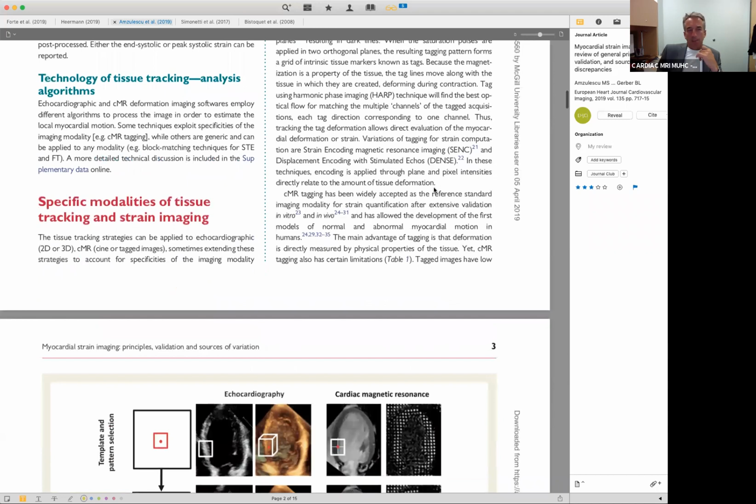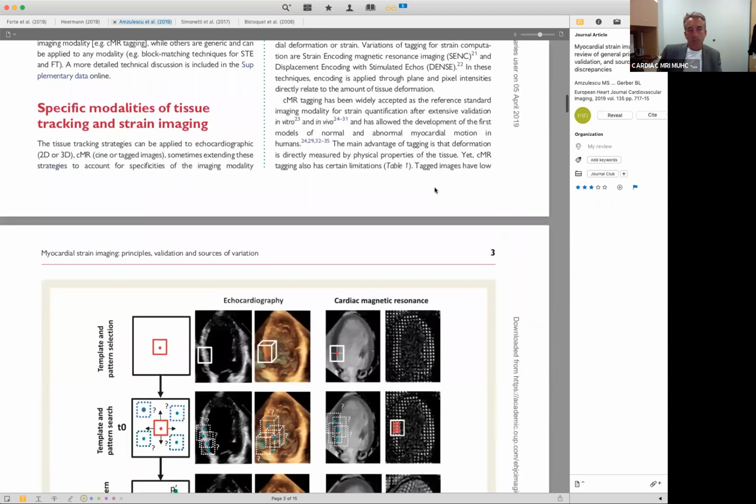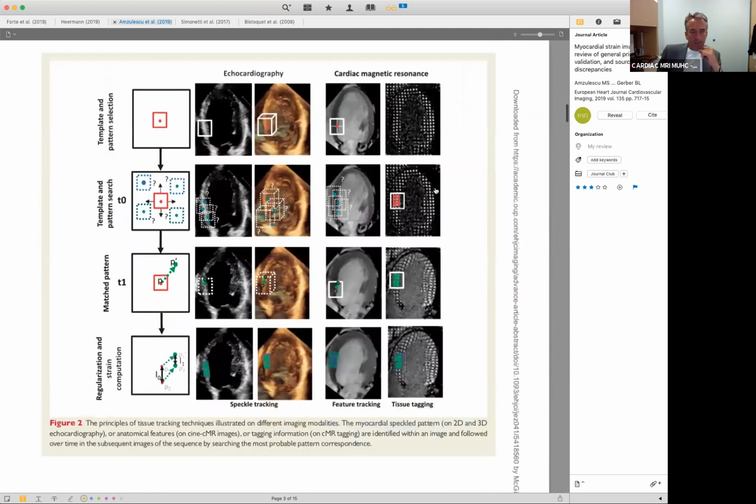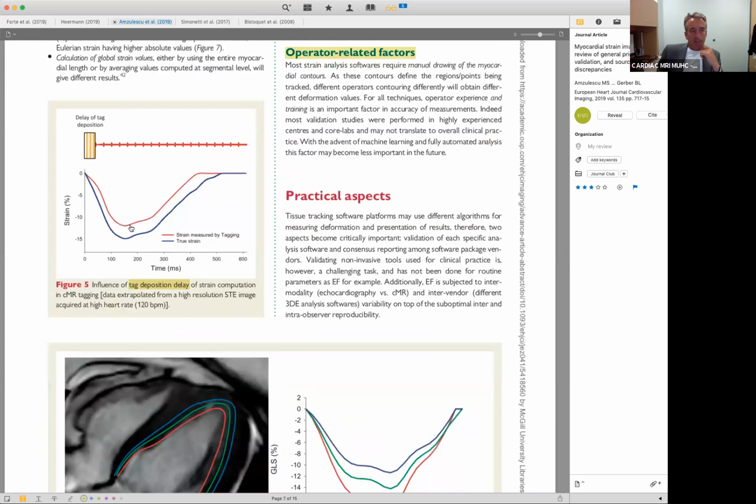So in a nutshell, this is grid imaging. A problem of that is that it takes some time to imprint the tag, so you lose some time initially. So this is when the tagging, you lose the first part, so the resulting strain is underestimated. So that's one limitation of tagging.